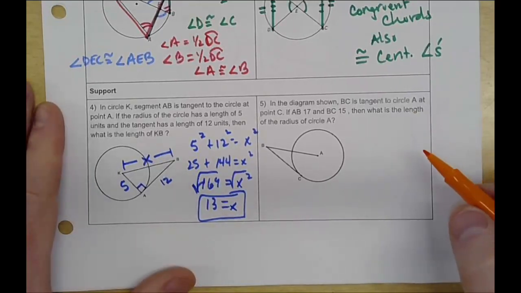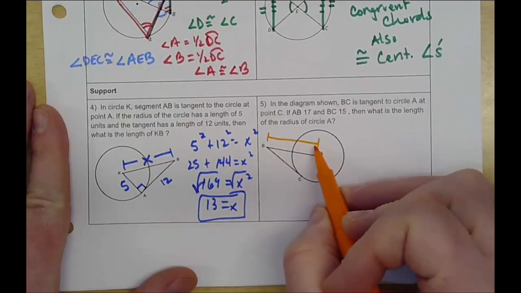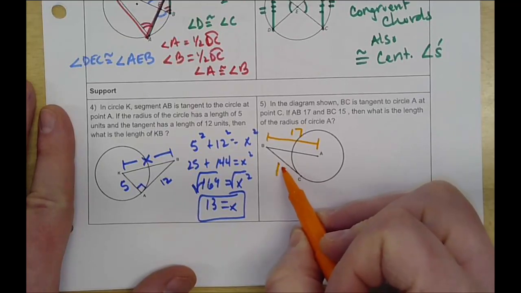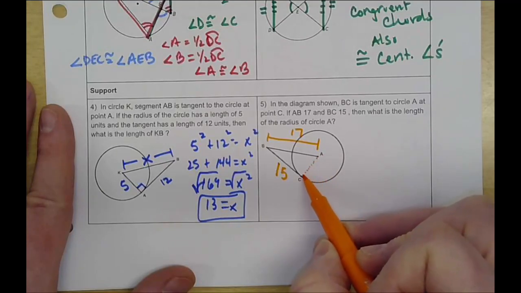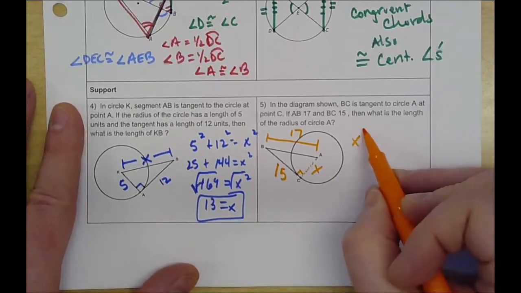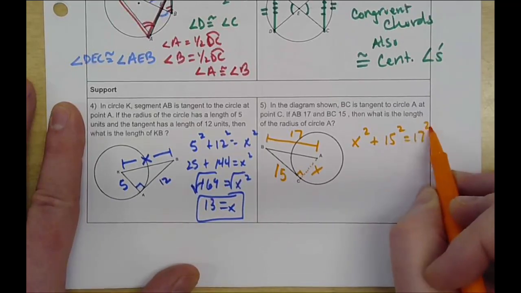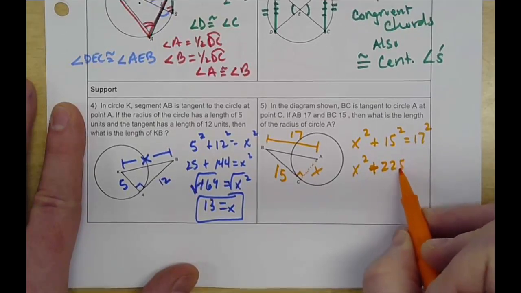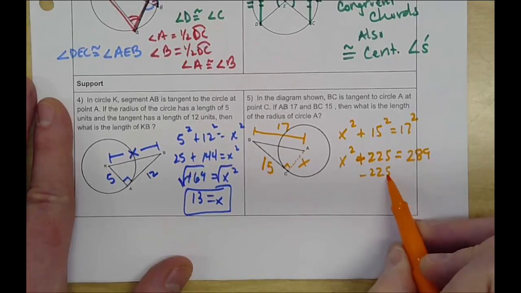In the diagram shown, BC is a tangent at point C. If AB is 17, all the way across, and BC is 15, then what's the length of the radius of the circle? Let's draw a radius in. How about right here? We've got a right angle. We're going to do Pythagorean theorem again. I think we did this one before. X squared plus 15 squared equals 17 squared. So this is X squared plus 225 equals 289. Subtract 225.